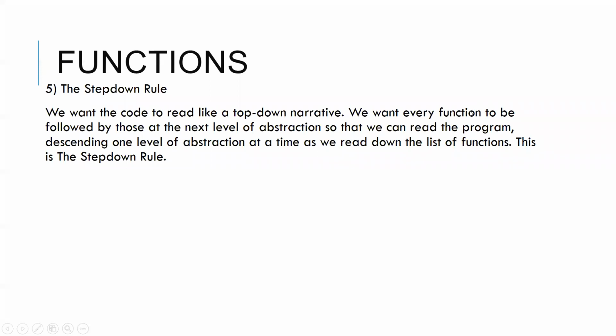The next rule that I want to share with you is the step down rule, and this is something about how the code should be arranged. When you're writing functions, the code should read like a top down narrative. We want every function to be followed by those at the next level of abstraction so that we can read the program descending one level of abstraction at a time as we read down the list of functions. This particular rule is called the step down rule.